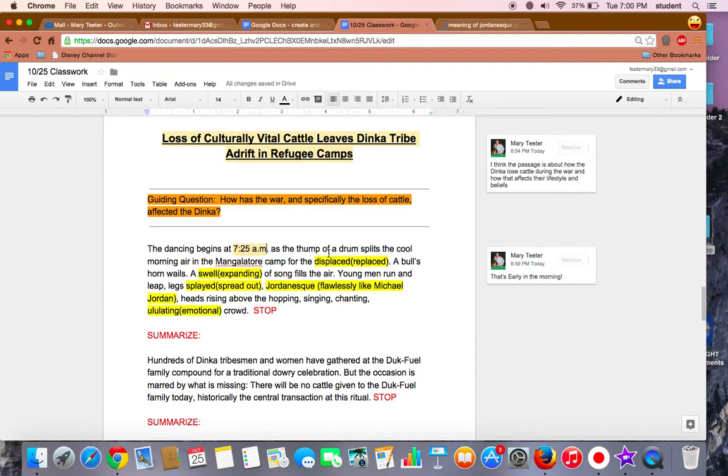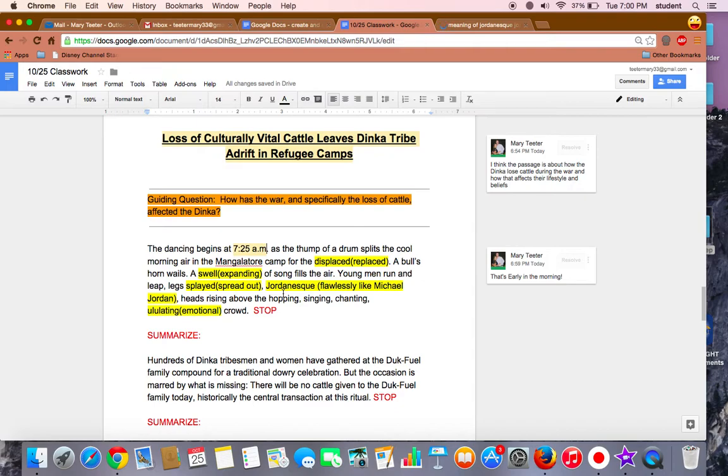As the thump of a drum splits the cool morning air. So they're banging drums in the Manglator camp for the replaced. A bull's horn wails. A expanding song fills the air. So it's getting bigger. Young men run and leap, legs spread out flawlessly, like Michael Jordan. Now that makes sense. Heads rising above the hopping, singing, chanting, emotional crowd.